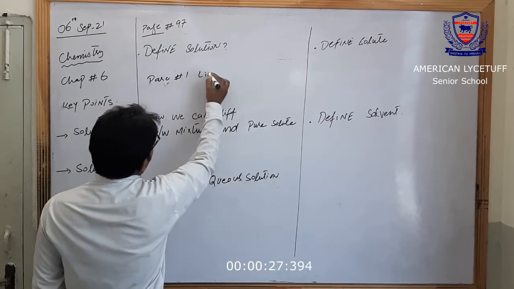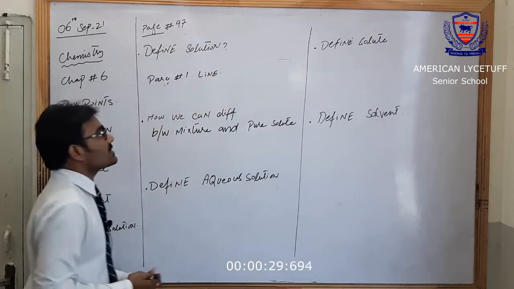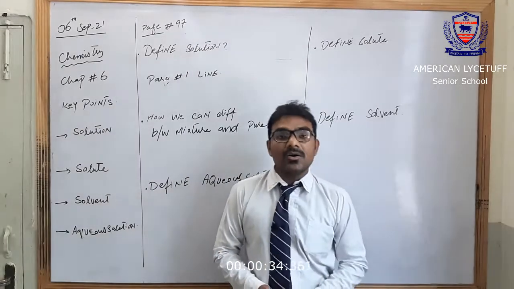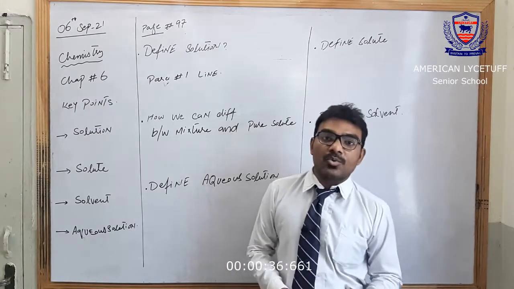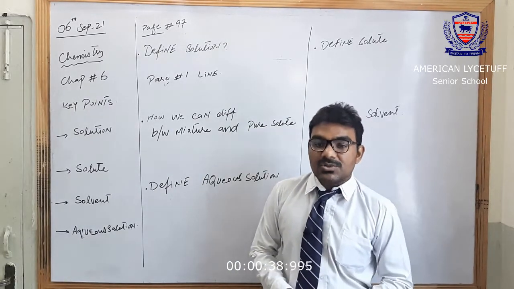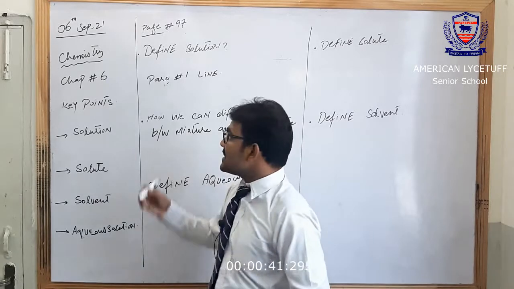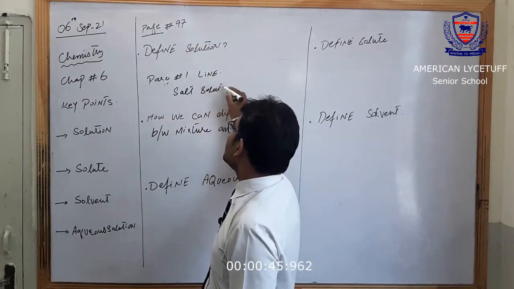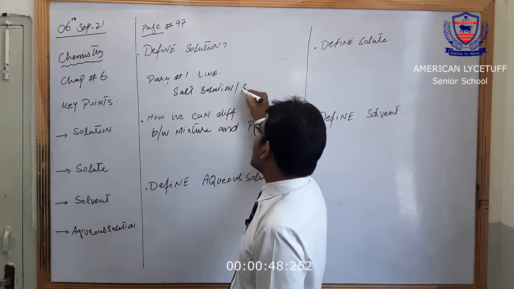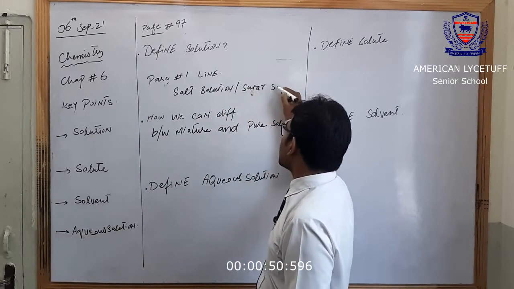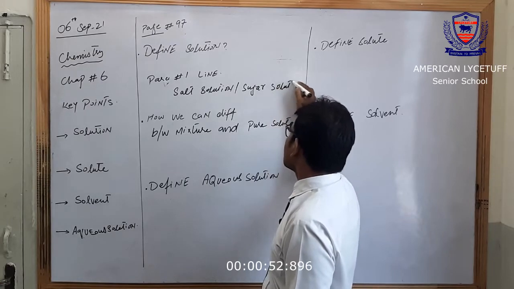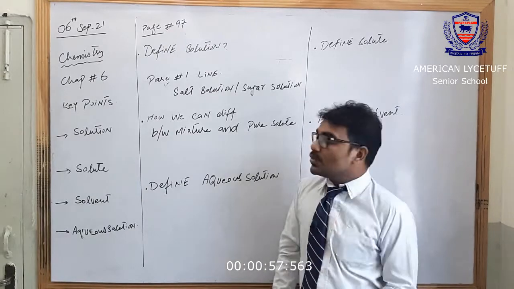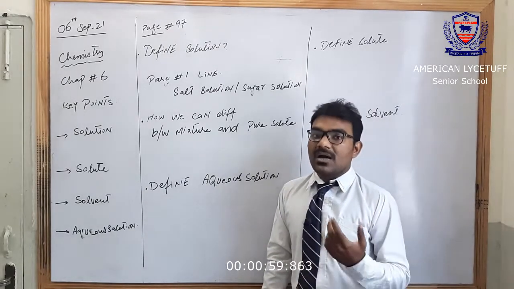Line number 1, the answer of this definition is that a solution is a homogeneous mixture. A solution is a homogeneous mixture of two or more than two substances. Examples of solution are salt solution or sugar solution. These are the two common examples of solution, in which two substances are mixed together to form a solution.